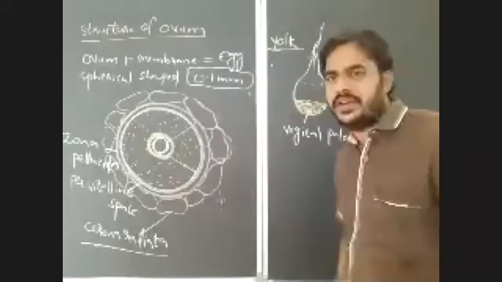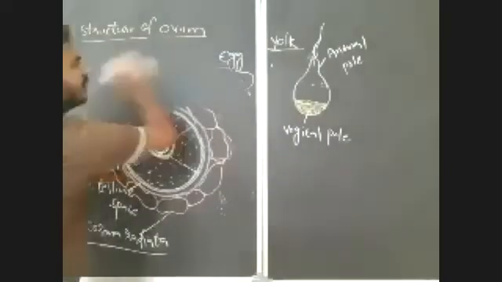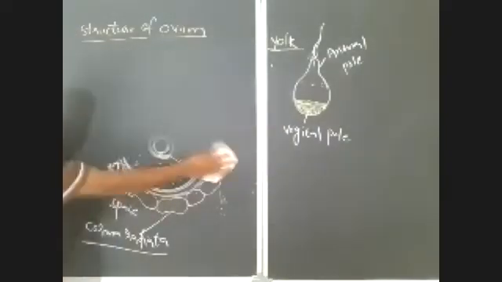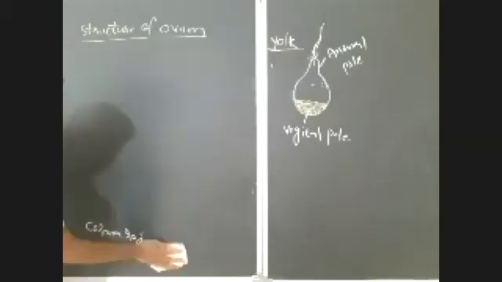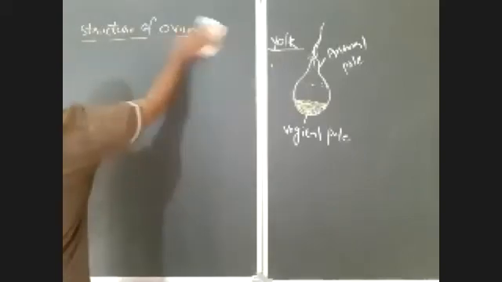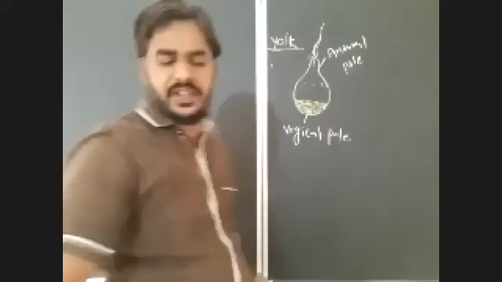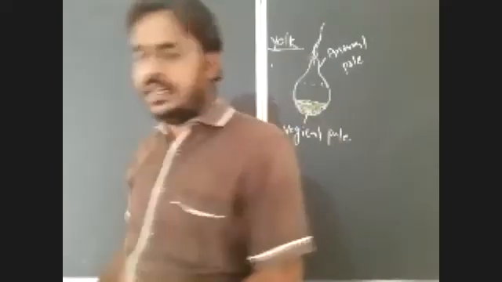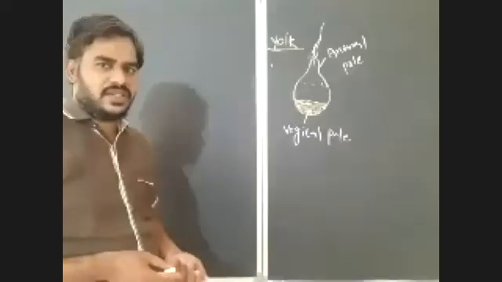Now we will continue the types of eggs. After completion of structure, do you know the difference between ovum and egg now? What is ovum? What is egg? Ovum with its membranes is known as egg. Without membranes, that is ovum only. Right? Now, the types of eggs.